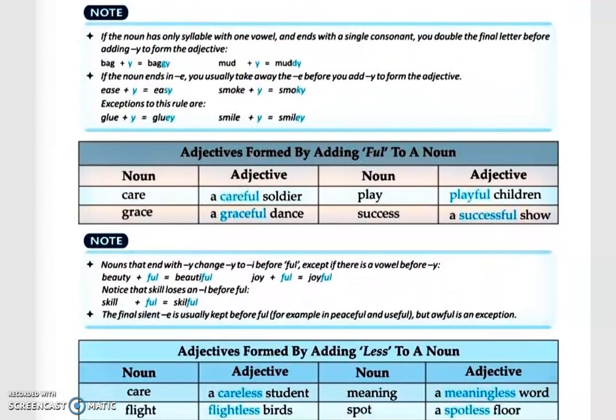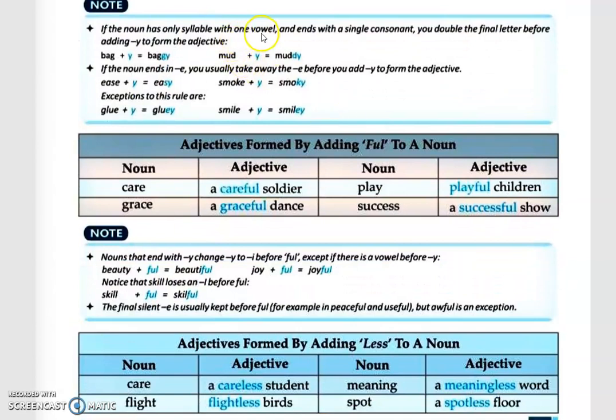Now look at the note. If the noun has only one syllable with one vowel and ends with a single consonant, you double the final letter before adding y. For example, above we saw fun. Fun ends with an N, which is a consonant. So we double the last letter and add a Y. It becomes funny. Now look at this, bag. G here is a consonant. You know the vowels and the consonants, isn't it? So G is a consonant here. We are going to double this G, make it GG and then a Y. So bag becomes baggy, mud becomes muddy.